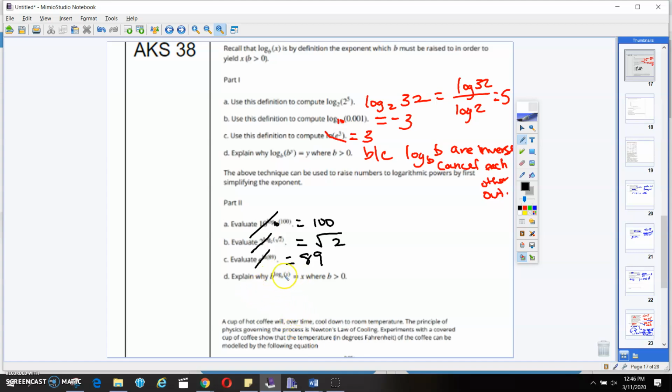So explain why this works. Because they're inverses of each other. If I took this and wrote it into exponential form, I would start at the base, go to the x, and finish here. So I go b to the x equals log base b of x, which is the same thing on both sides, right?